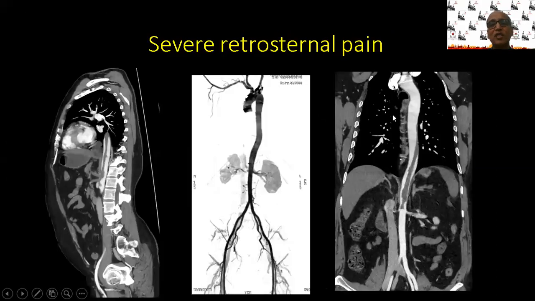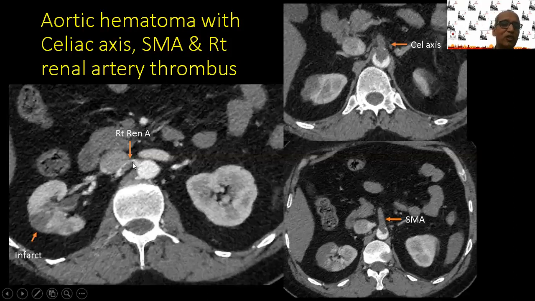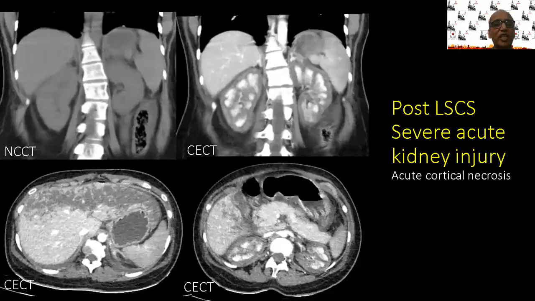And another patient with severe retrosternal pain, the clinical diagnosis was aortoarteritis, which shows a long segment thrombus in the distal thoracic aorta extending into the upper abdominal aorta. And here you find a large wedge-shaped hypoperfusion in the right kidney, which was due to the thrombus extending into the right renal artery as well as into the celiac axis and the superior mesenteric artery. So this is the renal arterial thrombus extending from the aortic thrombus, with multiple segmental infarcts. There's also occlusion of the celiac axis as well as the SMA. If it's bilateral, then it can lead to renal failure as well.